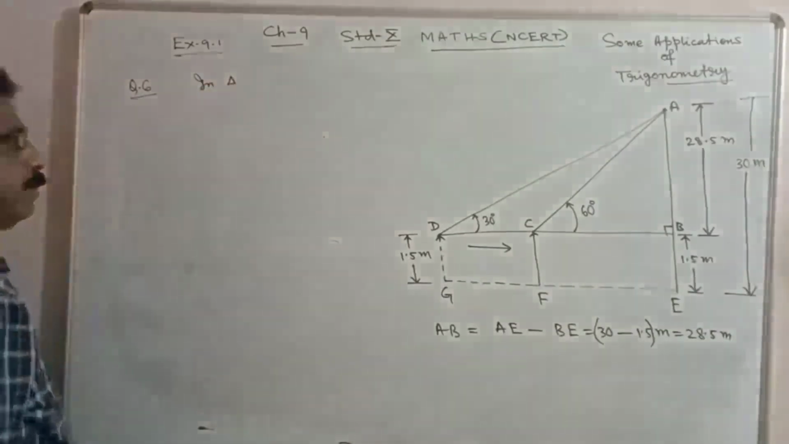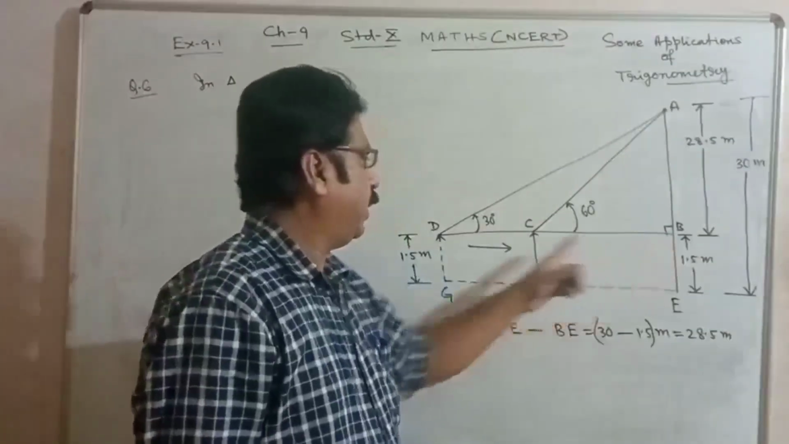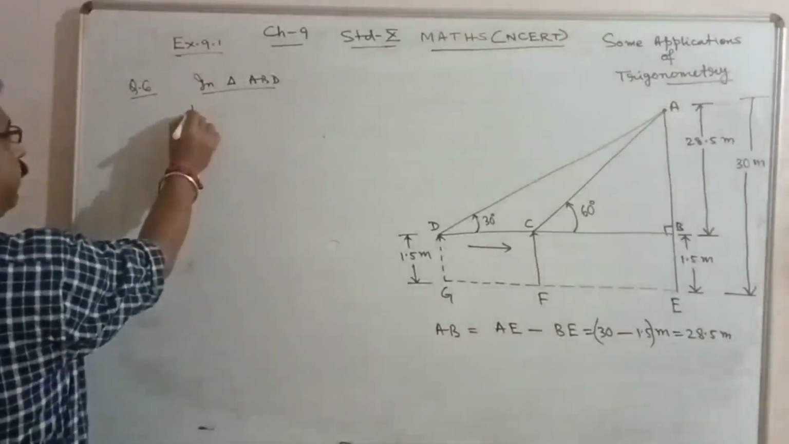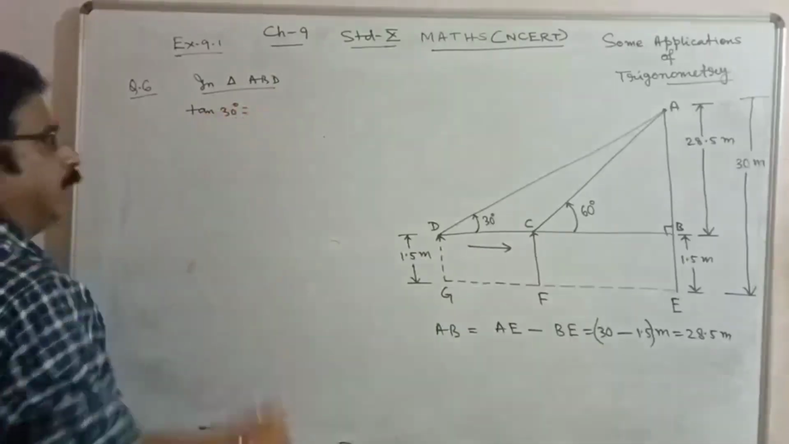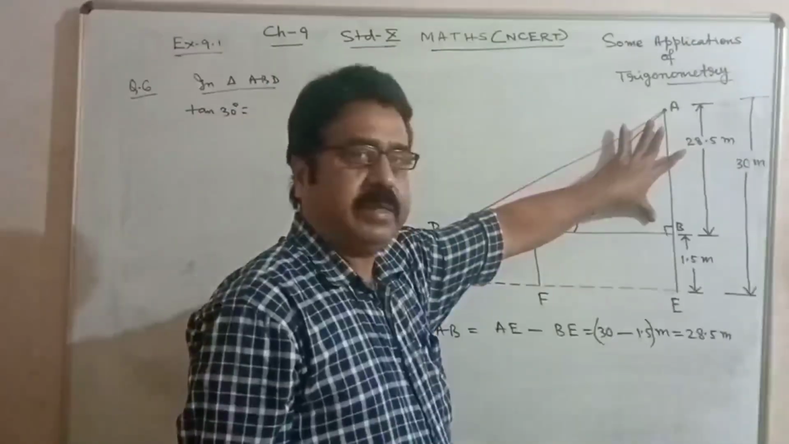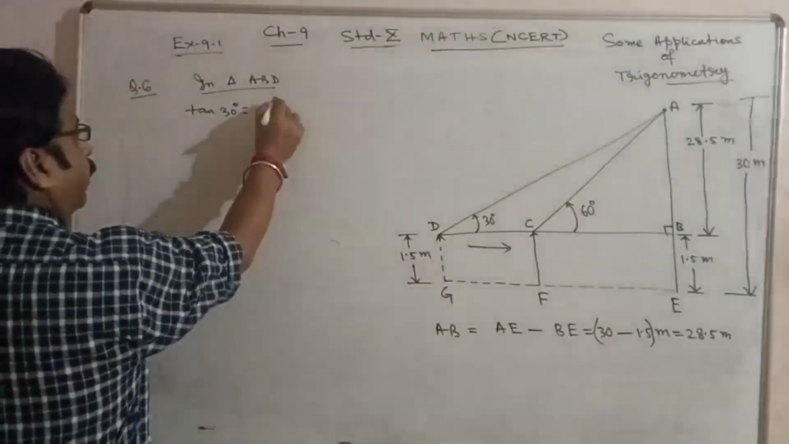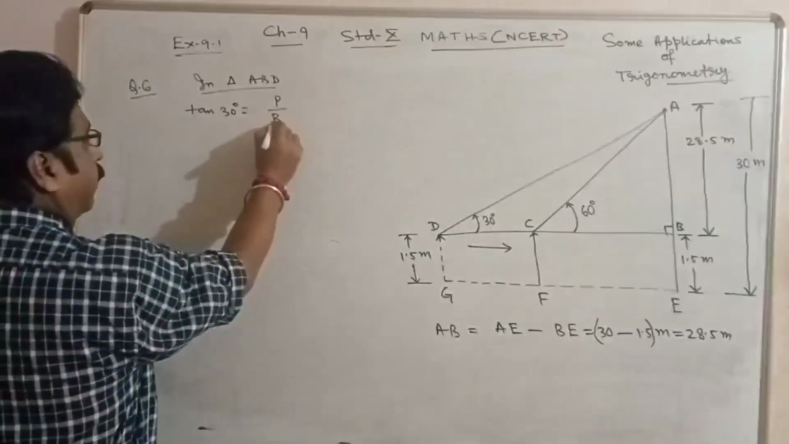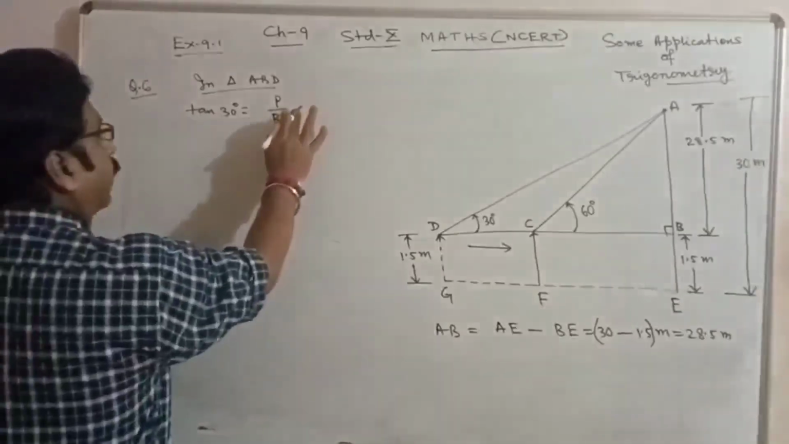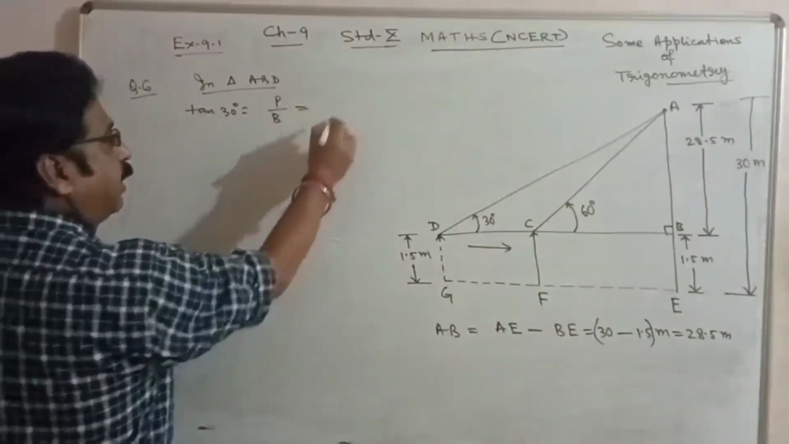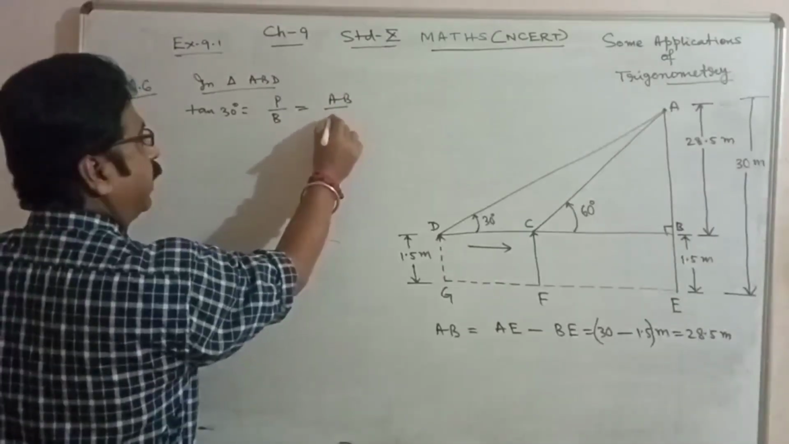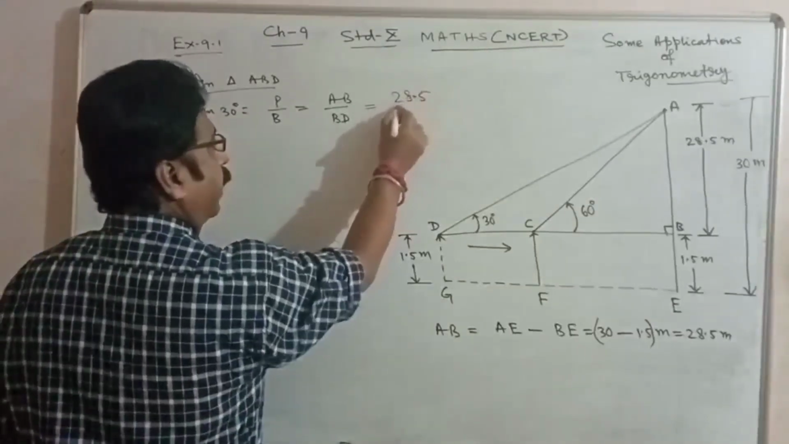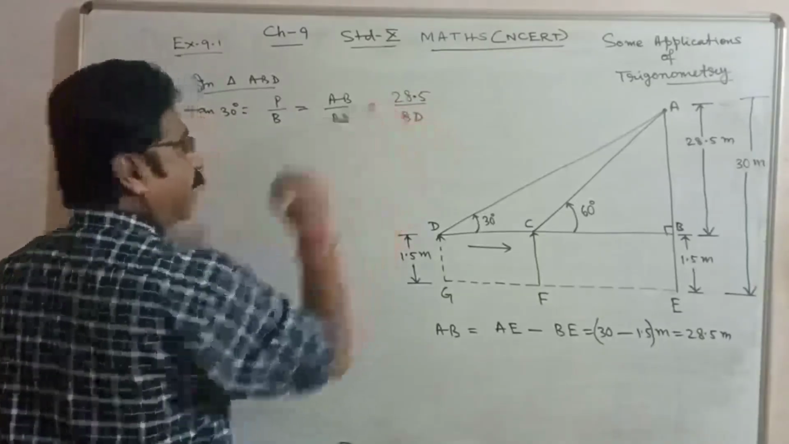In triangle ABD, tan 30 degree. Opposite to 30 degree, the side is AB. This will be the perpendicular, and BD is the base. Then perpendicular is AB, base is BD. AB means 28.5, BD is unknown yet.